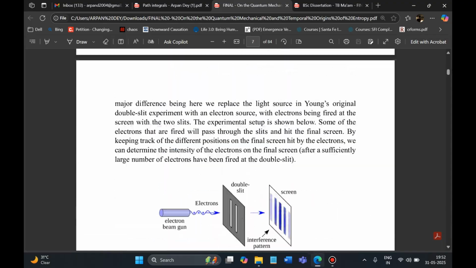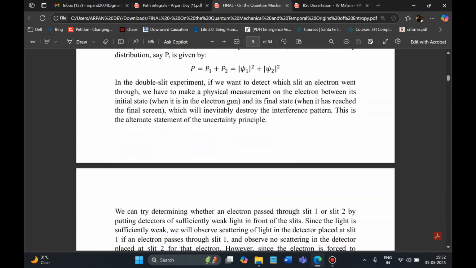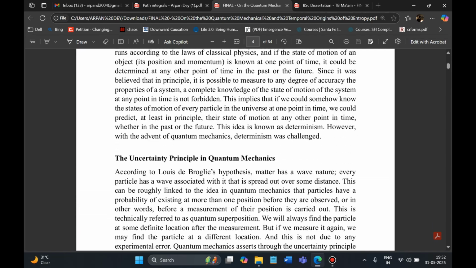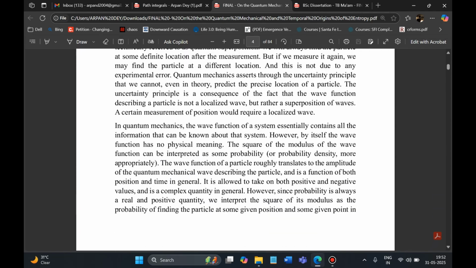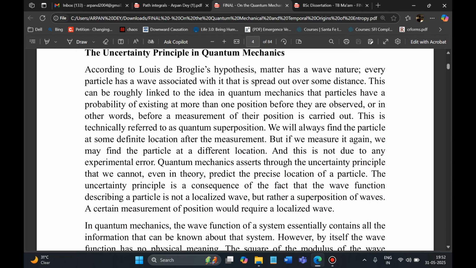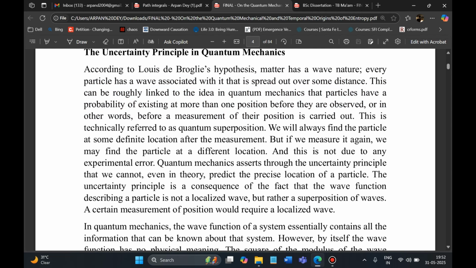Here I have also shown you Feynman's alternative statement. Before that, let me just quickly go through this. This is a different document, but anyway. According to Louis de Broglie's hypothesis, matter has a wave nature. Every particle has a wave associated with it that is spread out over some distance. This can be roughly linked to the idea in quantum mechanics that particles have a probability of existing at more than one position before they are observed, or in other words, before a measurement of their position is carried out.